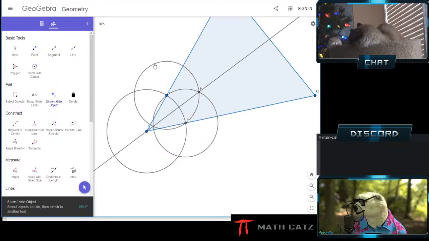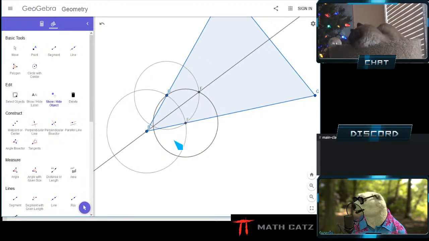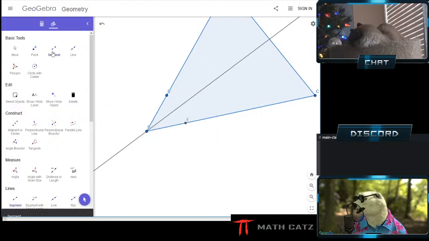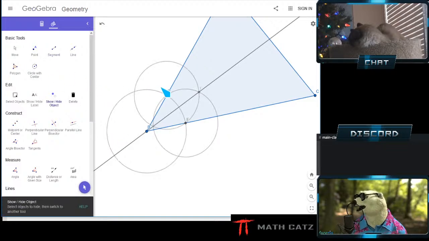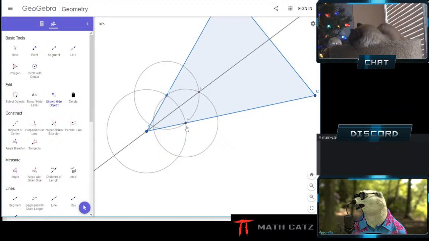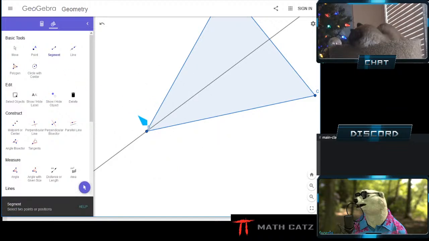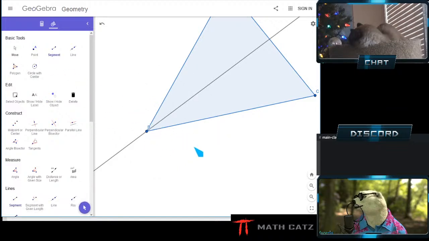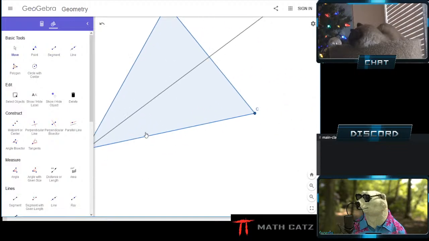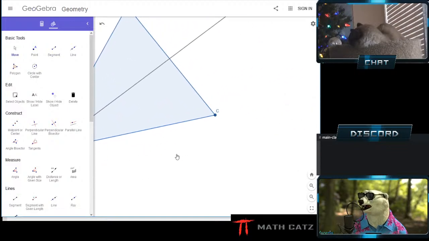Maybe I don't want to see all of this, right? It was only there to get the bisecting line. Now that I have the bisecting line, I don't need any of it. Be gone, labels. There we go. Let's move to the C one, maybe.